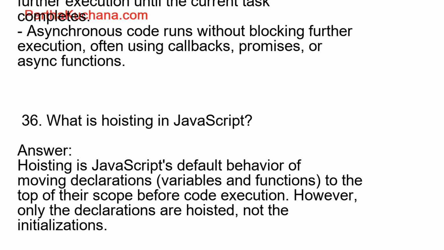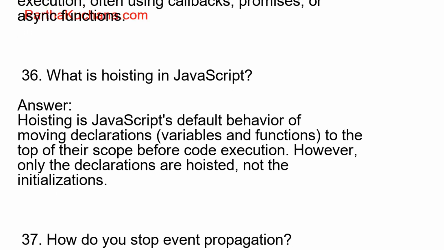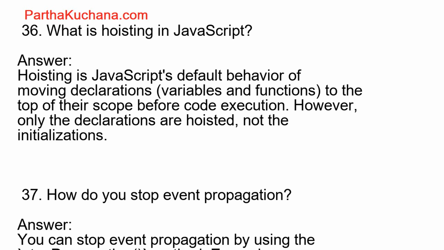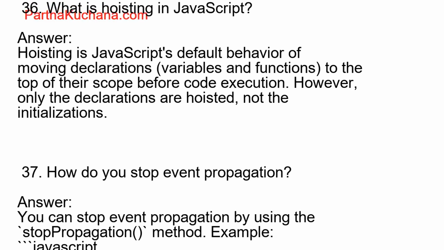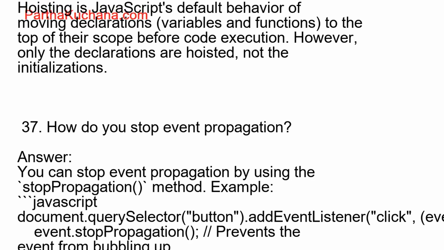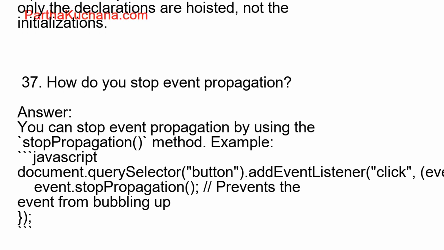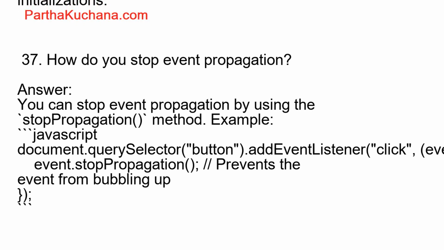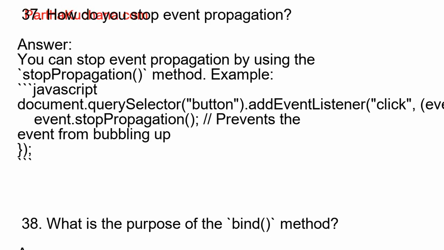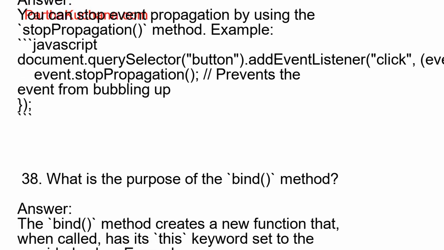38. What is the purpose of the bind method? Answer. The bind method creates a new function that, when called, has this keyword set to the provided value. Example. JavaScript. Let person equals name Alice. Greet function. Console.log hello $this.name. Let greet equals person.greet.bind person. Greet // outputs. Hello, Alice.